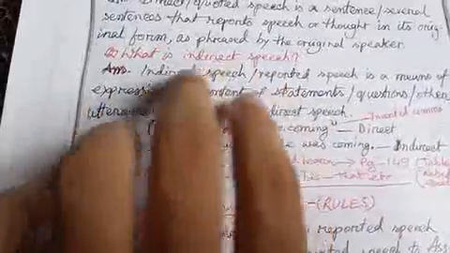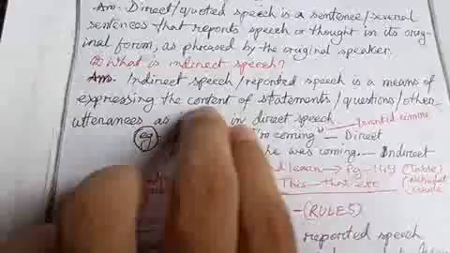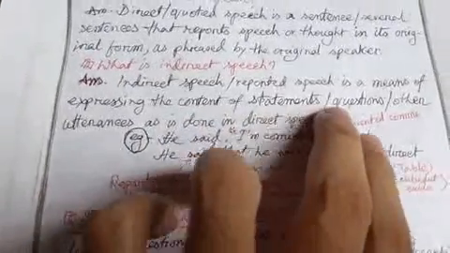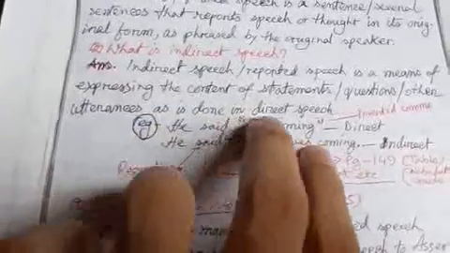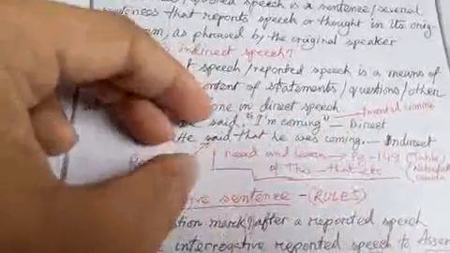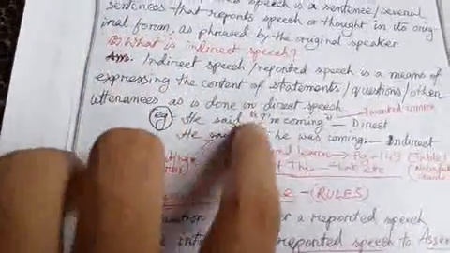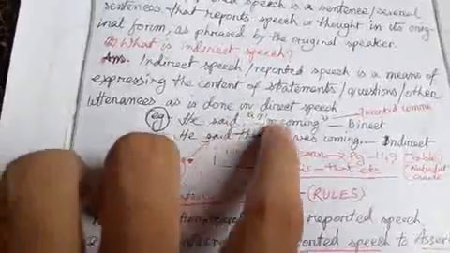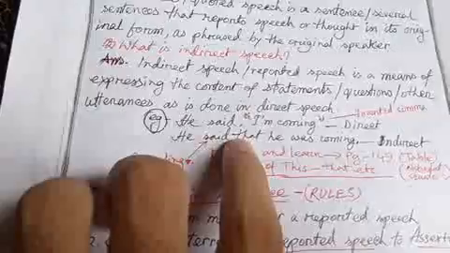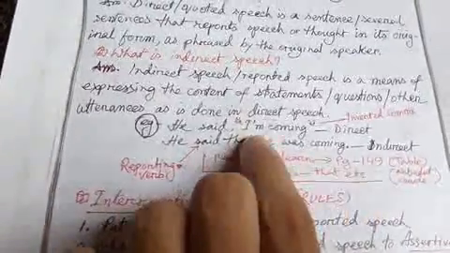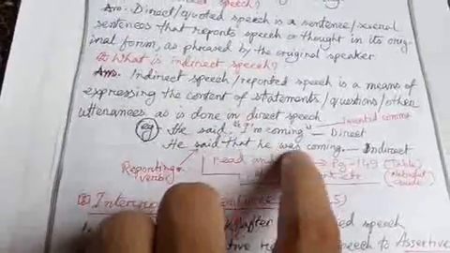Okay, what is indirect speech? Indirect or reported speech is a means of expressing the content of statements or questions or other utterances as is done in direct speech. So it is a change from direct speech to indirect, like this. What is an example in indirect speech? He said, "I am coming." It will be changed to: he said that he was coming. Instead of inverted commas, you write that. "I am coming" will be "he was coming", because it's past tense, so it becomes "he was coming".